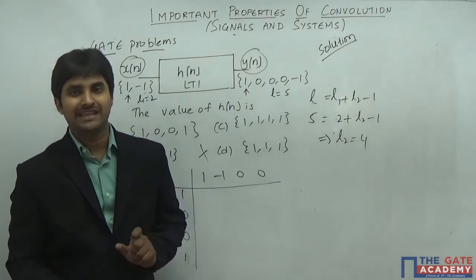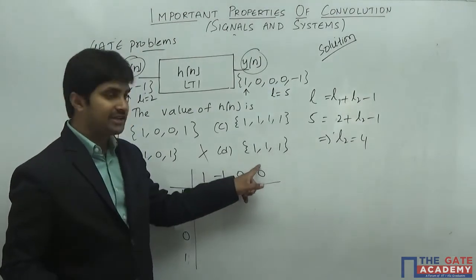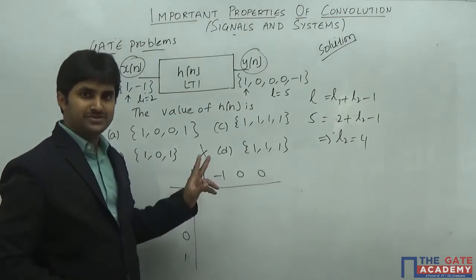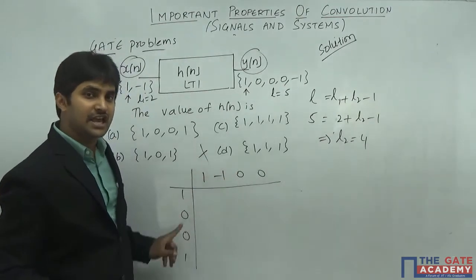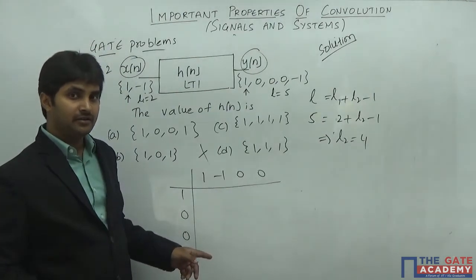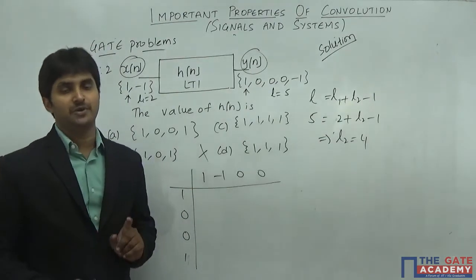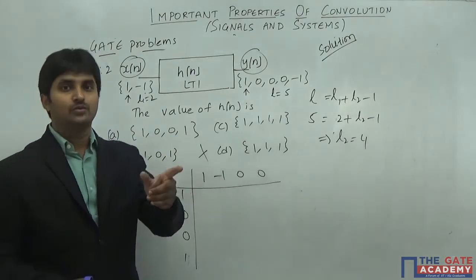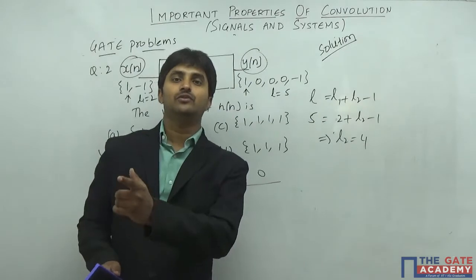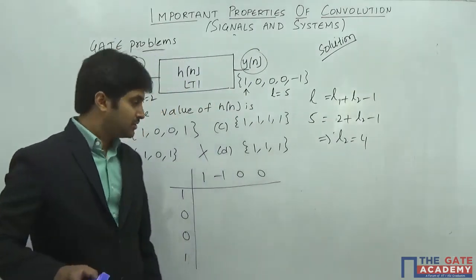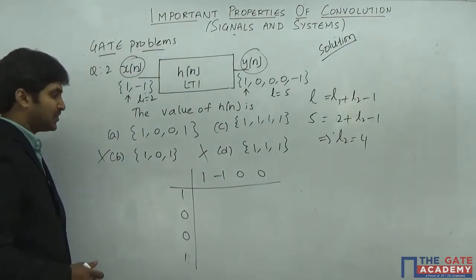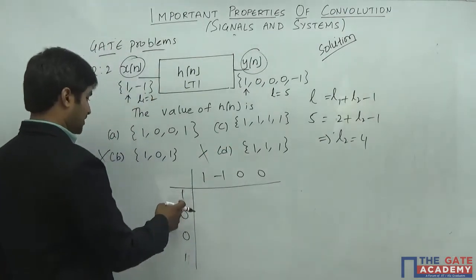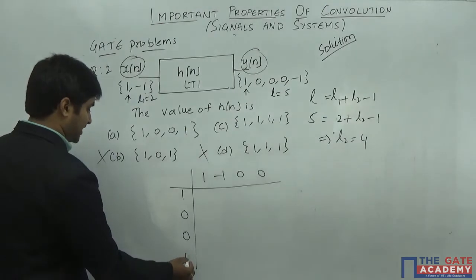Students, one more important thing is that here I'm always writing the input and here I'm always writing the h of n. So can I do the opposite? Can I write the h of n here and x of n here? Yes, it is possible because convolution satisfies the commutative property. So x of n convolved with h of n is equal to h of n convolved with x of n, which is equal to y of n. So that is why I have the flexibility. It's not necessary that you always write x of n here and h of n here. Okay, so 1 0 0 1 is what I want to test.